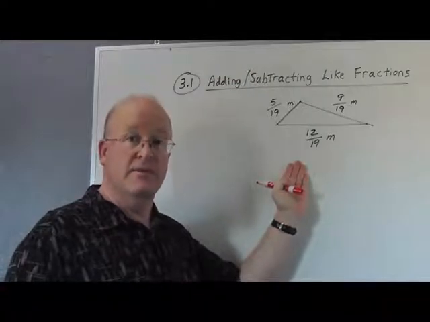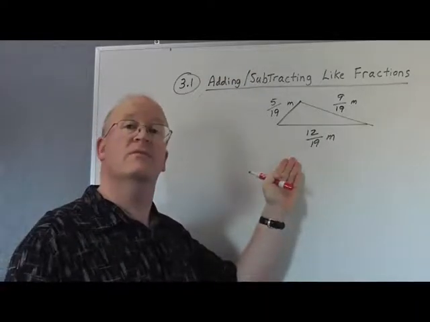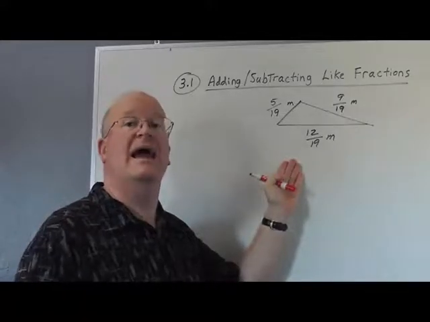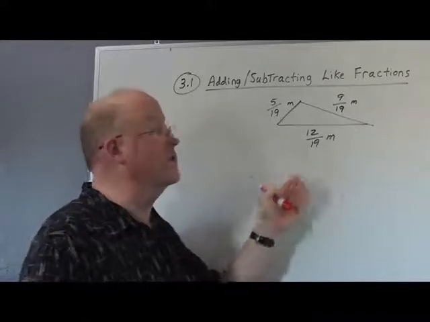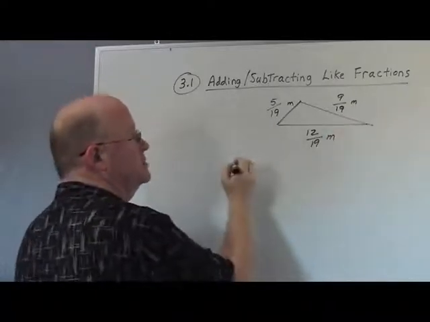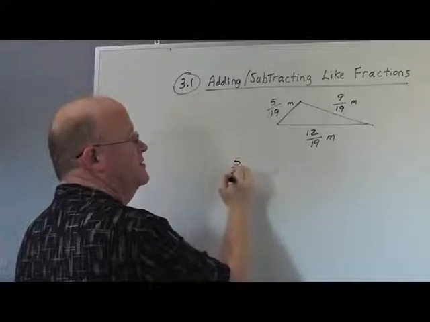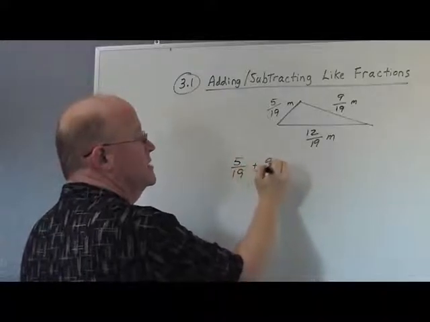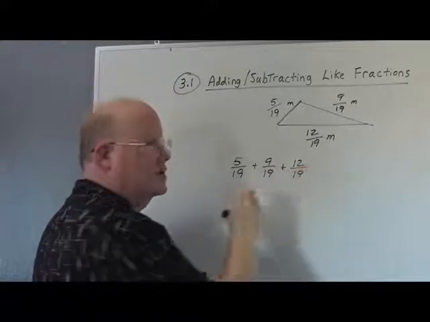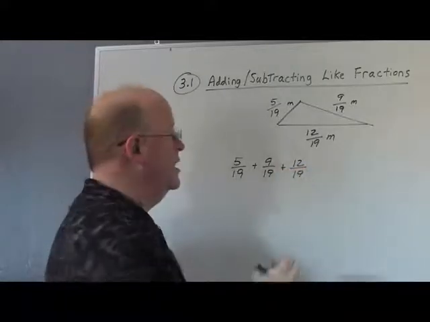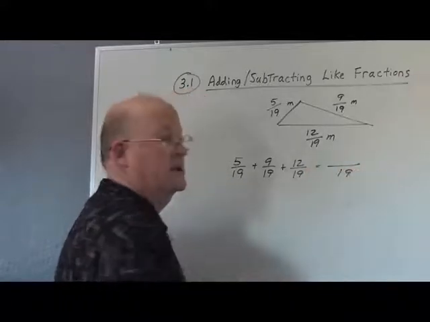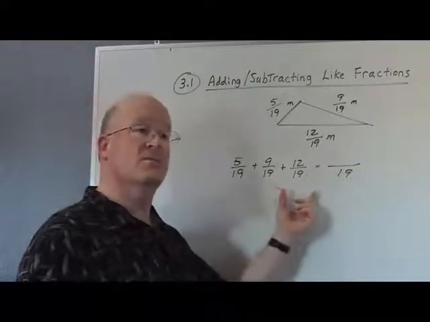For this next problem, I've drawn a triangle and labeled the sides, and we would like to find the perimeter of this triangle. Remember that perimeter is an addition word. It tells us we're going to add the lengths of the sides together. And I've got a common denominator here of 19. So basically, we've got 5/19 plus 9/19 plus 12/19, each of them with the unit meters that we're adding together.